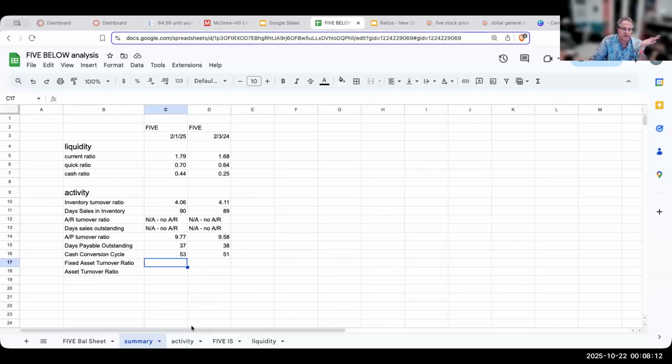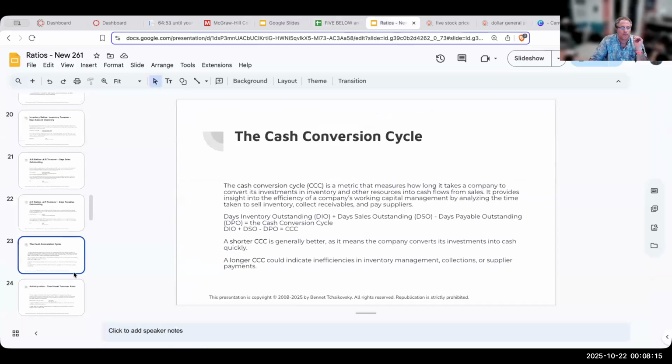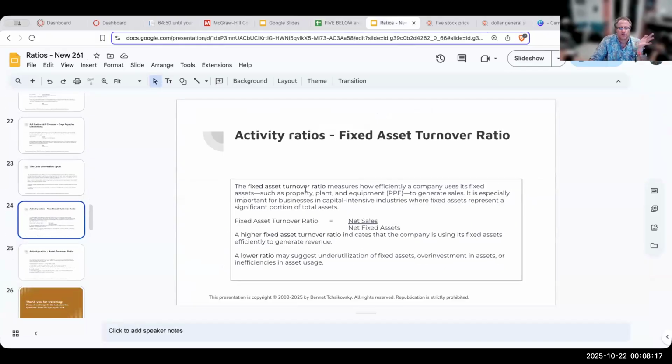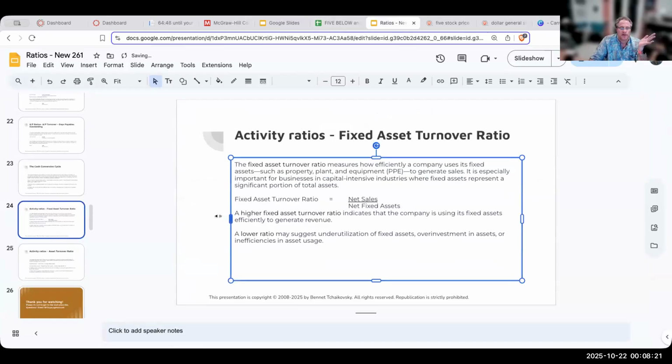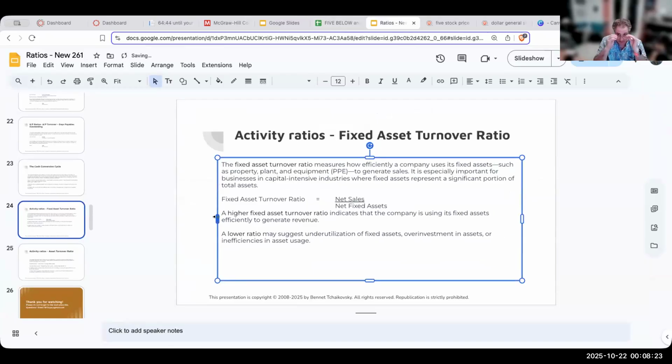Let's go ahead and take a look at our fixed asset turnover ratio. The fixed asset turnover ratio measures how efficiently a company is using its fixed assets like property, plant, and equipment to generate sales. It can be especially important for businesses in capital intensive industries where fixed assets represent a significant portion of total assets. And this one is basically the higher the better.